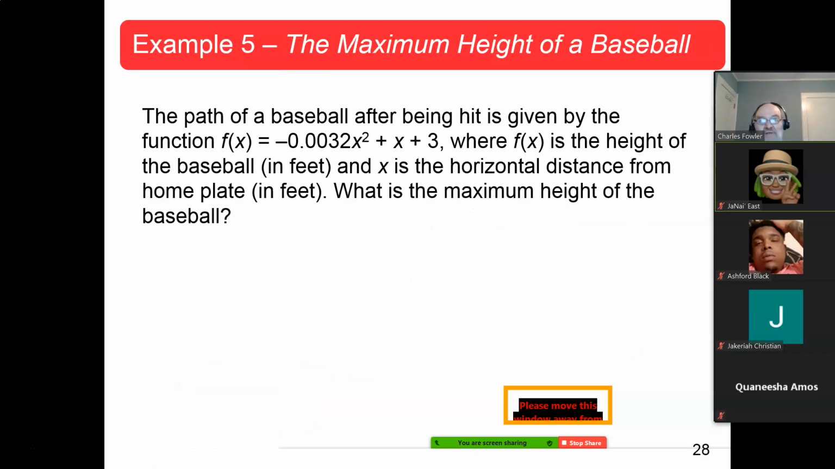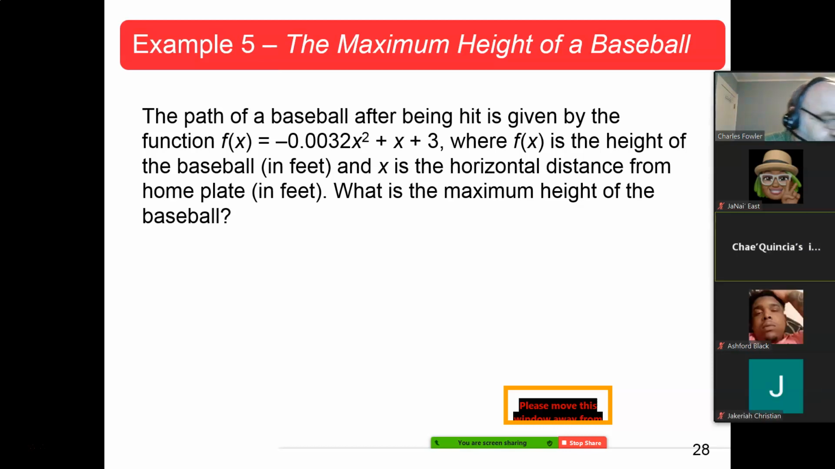Okay, so here's example 5. The path of a baseball after being hit is given by the function f of x is equal to, wow, what a number, negative 0.0032 x squared plus x plus 3. Now, this f of x is the height of the baseball in feet, how high you have hit it. X is the horizontal distance from home plate, again in feet. Now the question is, what's the maximum height of the baseball?